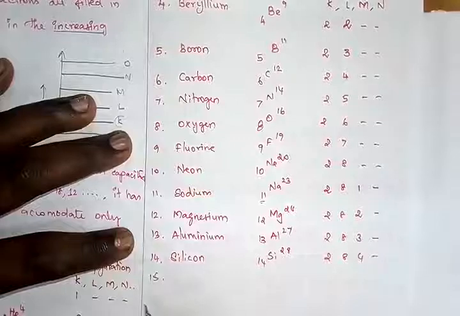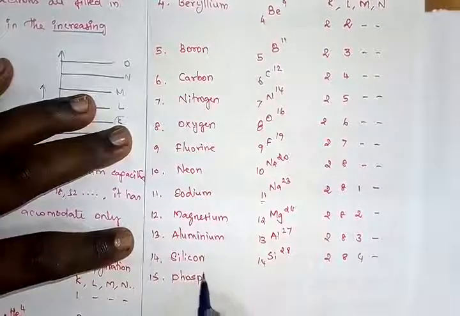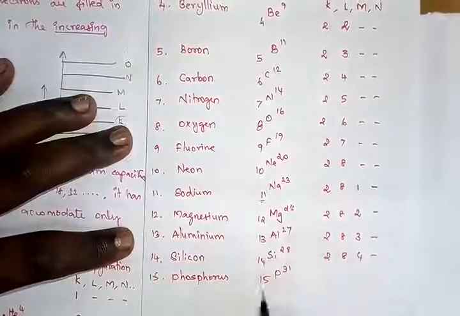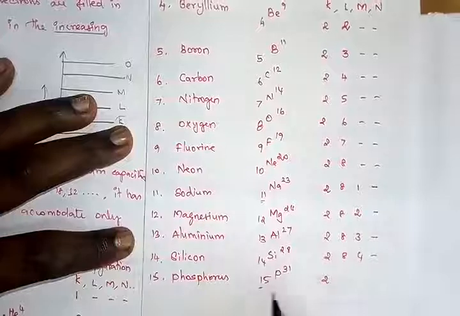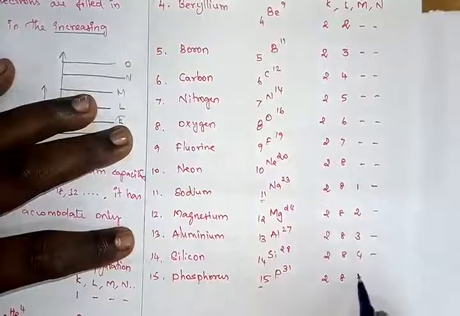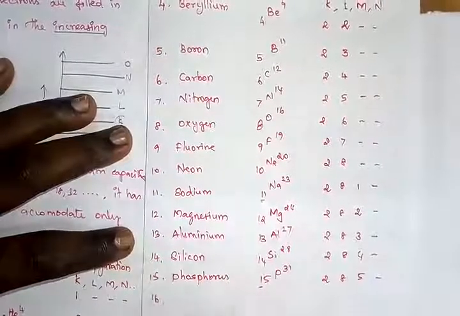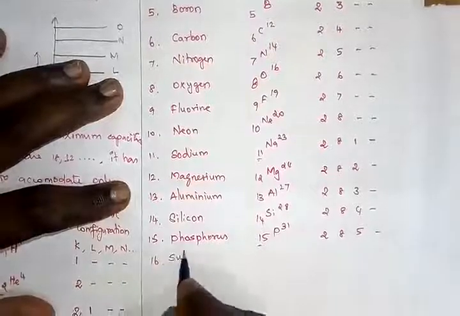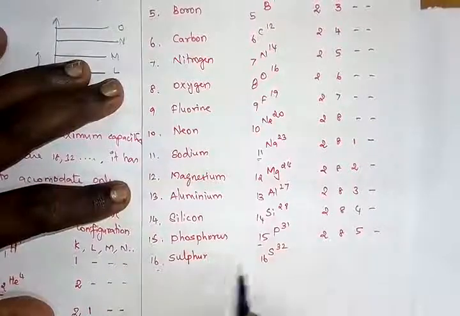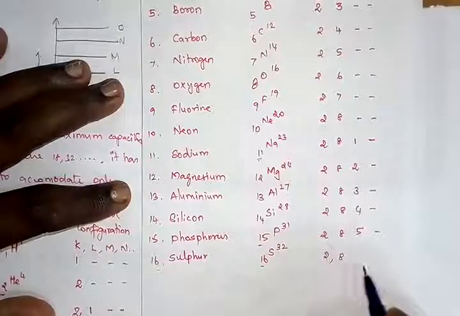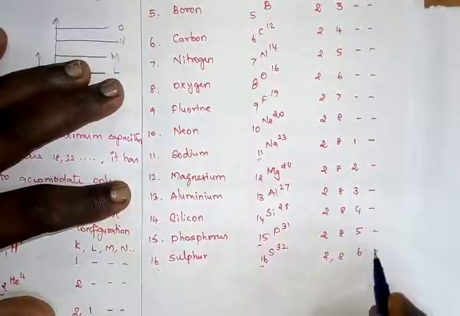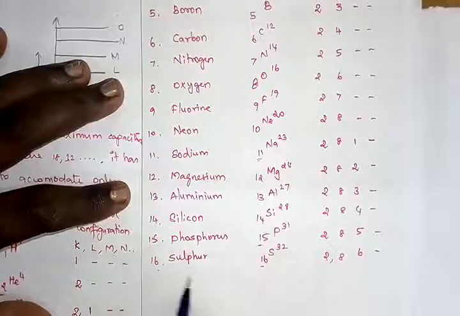The next one is 15, that is phosphorus, 15 phosphorus 31. So how do you fill it? There are 15 electrons. 2 comma 8. So 10 is over. The remaining is 5. So you can fill it here. Got it? The next one is 16, that is sulfur, 16 sulfur 32. So there are 16 electrons. 2 comma 8. So the K and L shells are completely filled. The remaining 6 electrons we can accommodate in the M shell. The next is empty.